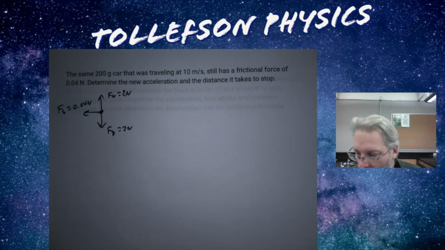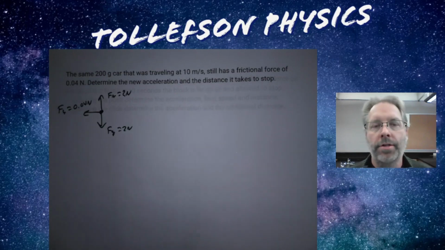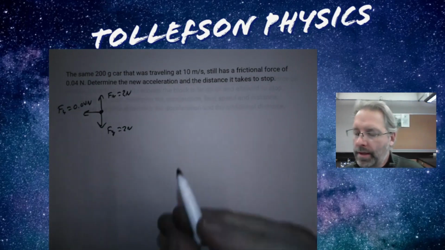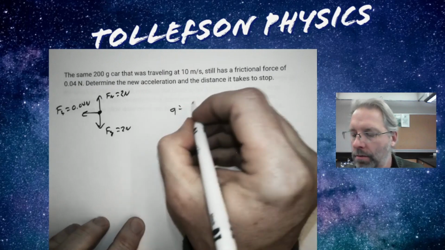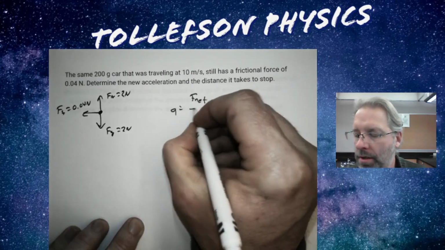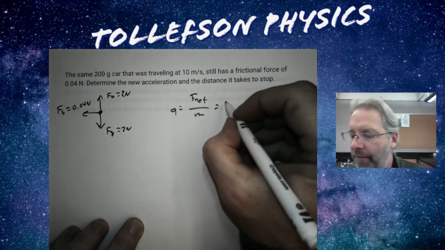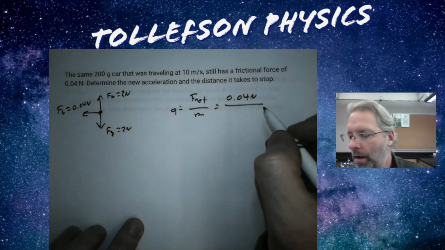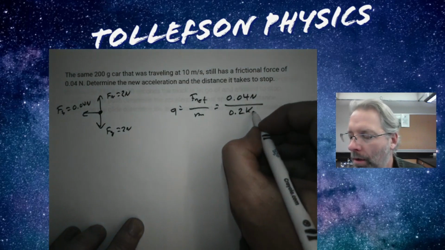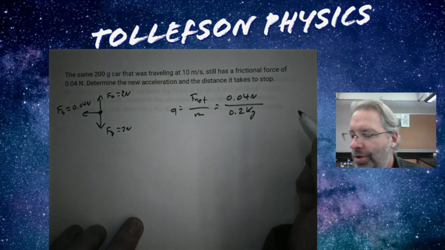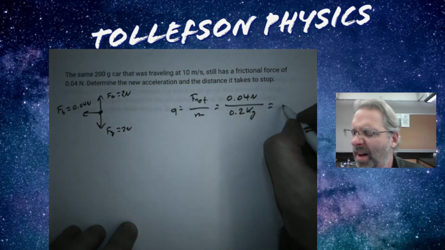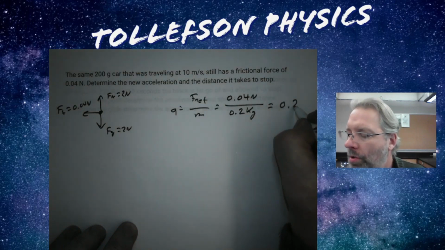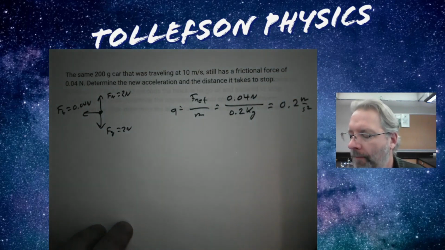What it's asking is, what is the acceleration now, and how much further is it going to travel? The acceleration isn't too bad. We're going to use Newton's second law. We just have a new net force now. Our new net force is 0.04, and our mass is still 0.2 kilograms. So this acceleration now becomes 0.2 meters per second squared.